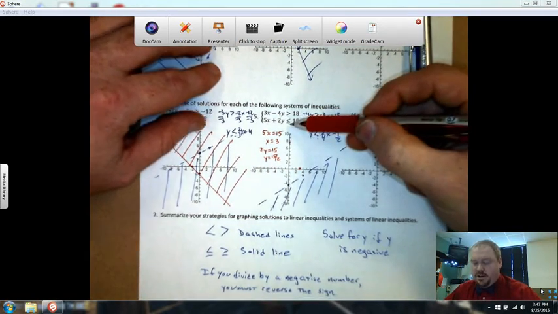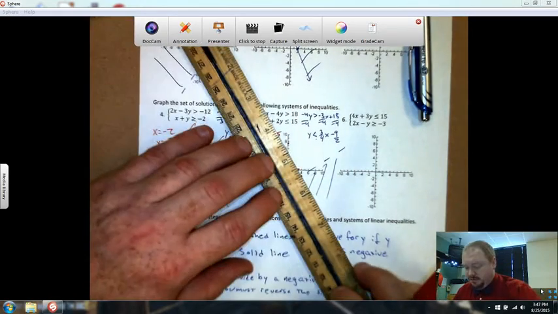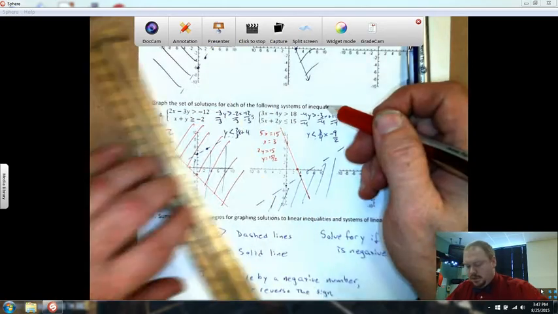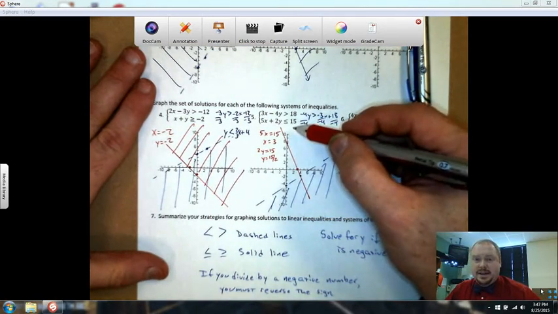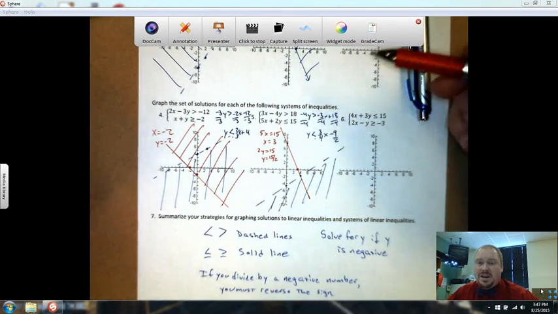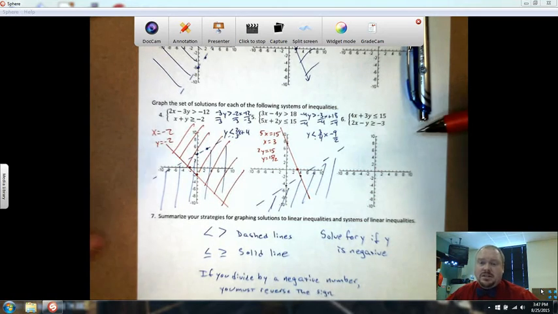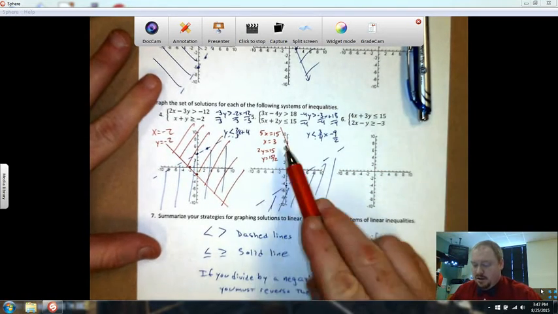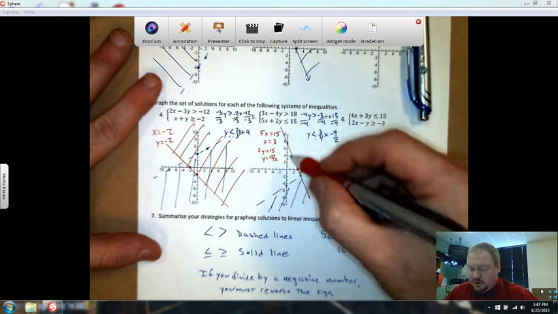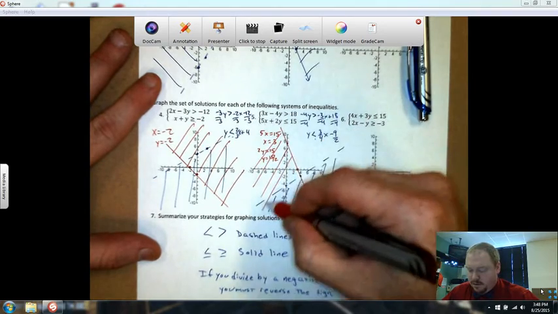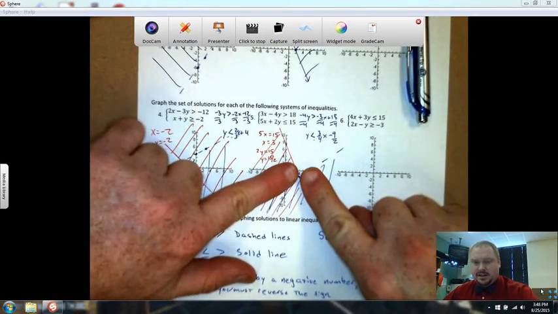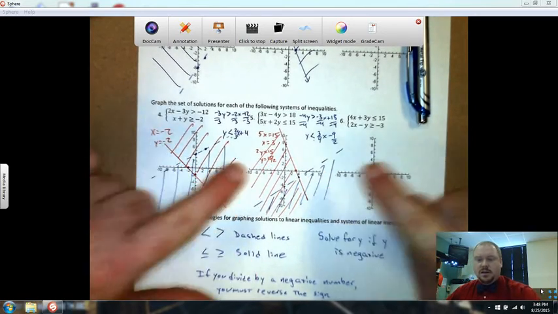Now there is a line under it, so I'm going to draw it solid. And because it is less than, I'm going to shade underneath where it touches the y-axis. When I say above or beneath, I'm referring to where the line touches the y-axis. Now, because I'm shading underneath, I'm going to shade where these equations are. And the overlap is this region down in here. So that's what we care about.